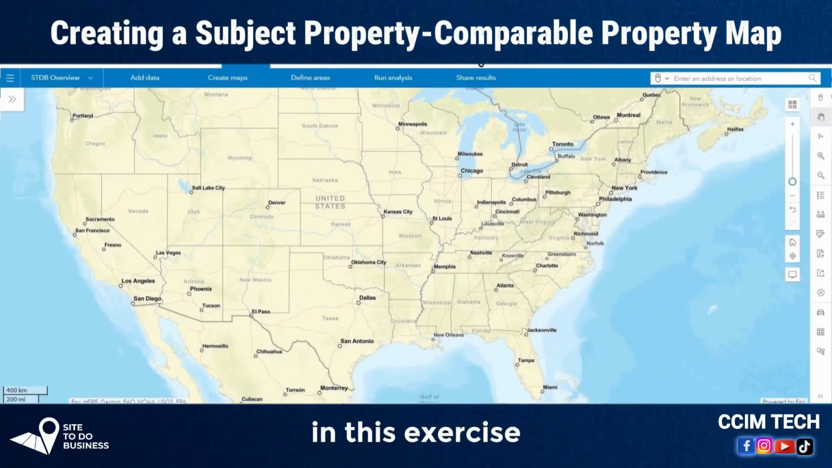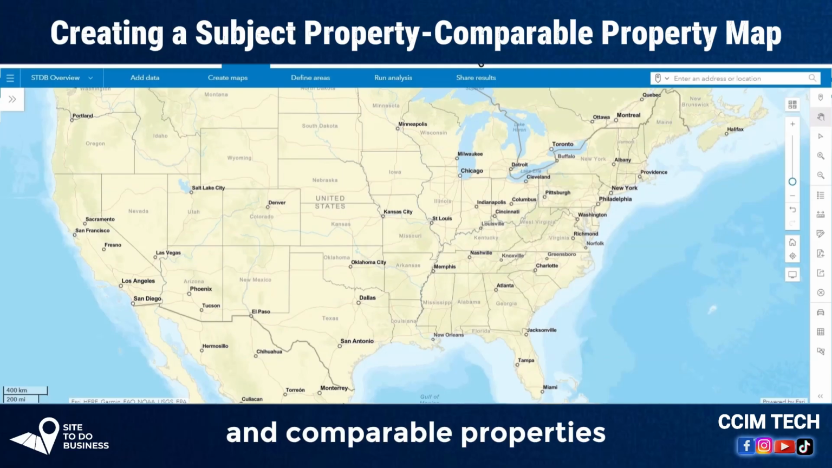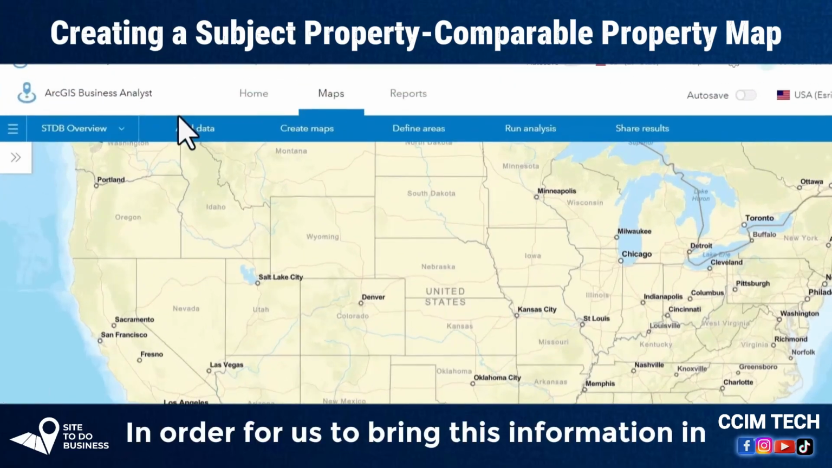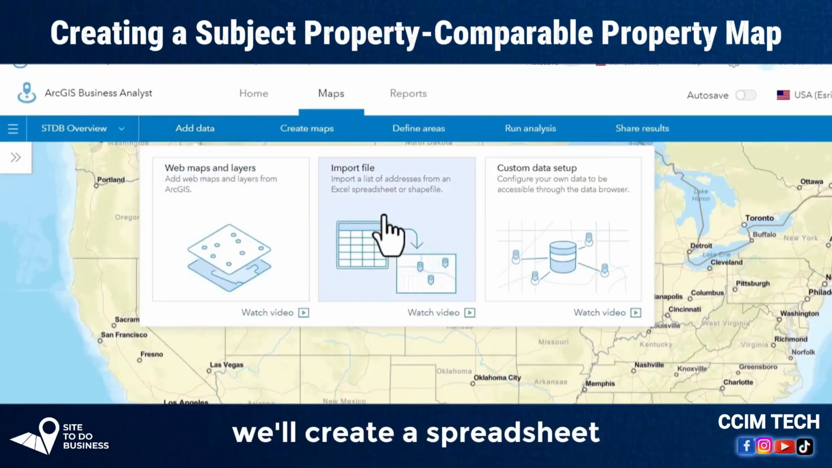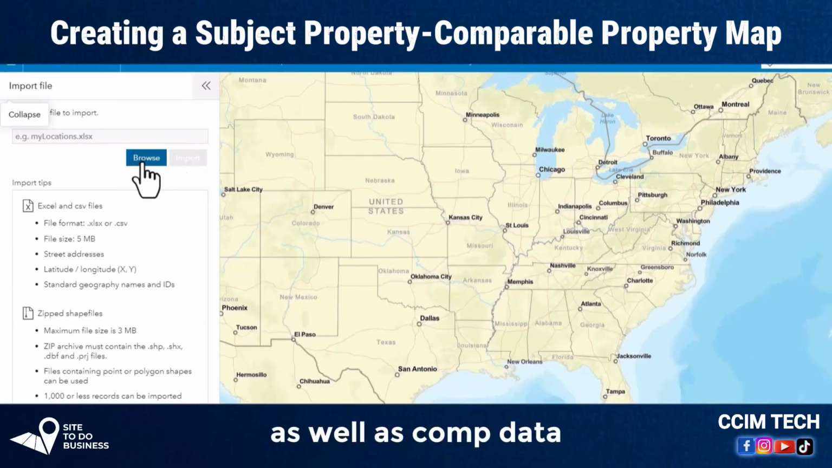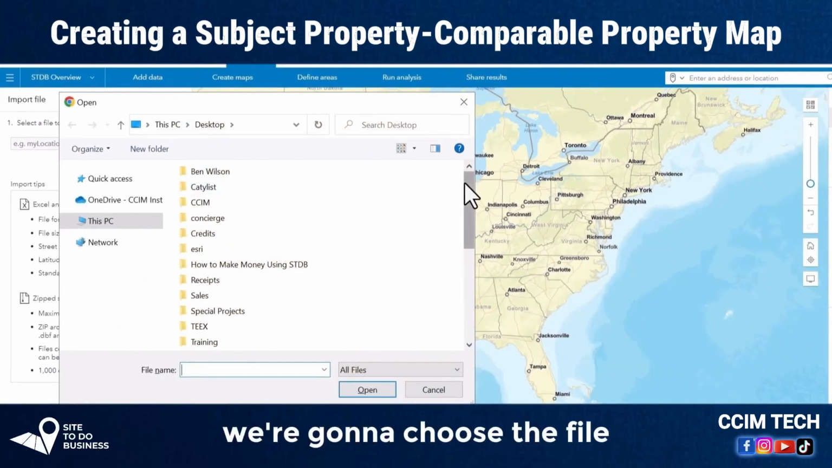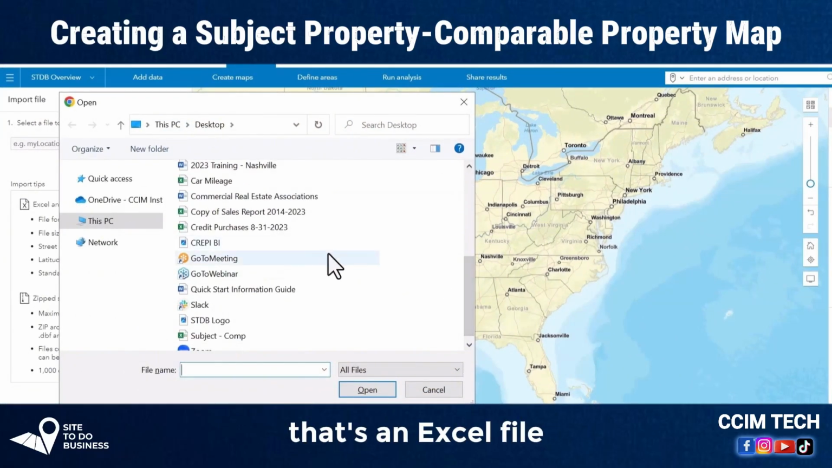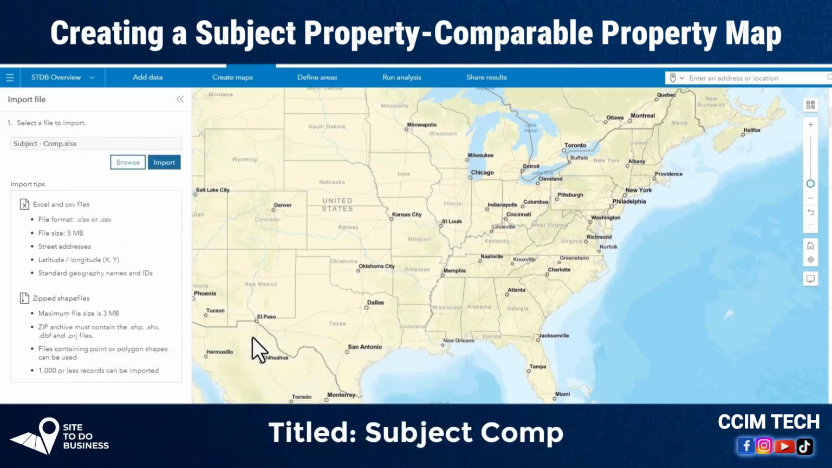In this exercise, we're interested in looking at a side-by-side comparison of a subject property and comparable properties. In order for us to bring this information in, we'll create a spreadsheet that has subject as well as comp data. We're going to choose the file that's an Excel file titled subject comp.